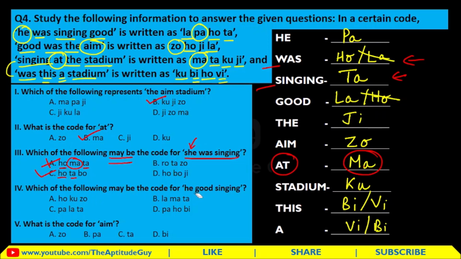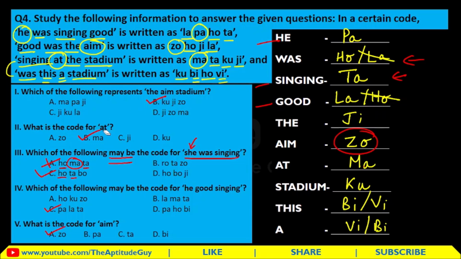Now which of the following may be the code for he good singing? Alright, he good singing. Pa, la, ta in any order. And we have the same order over here, option C. Done. What is the code for aim? Aim is Zo. Answer is option A.